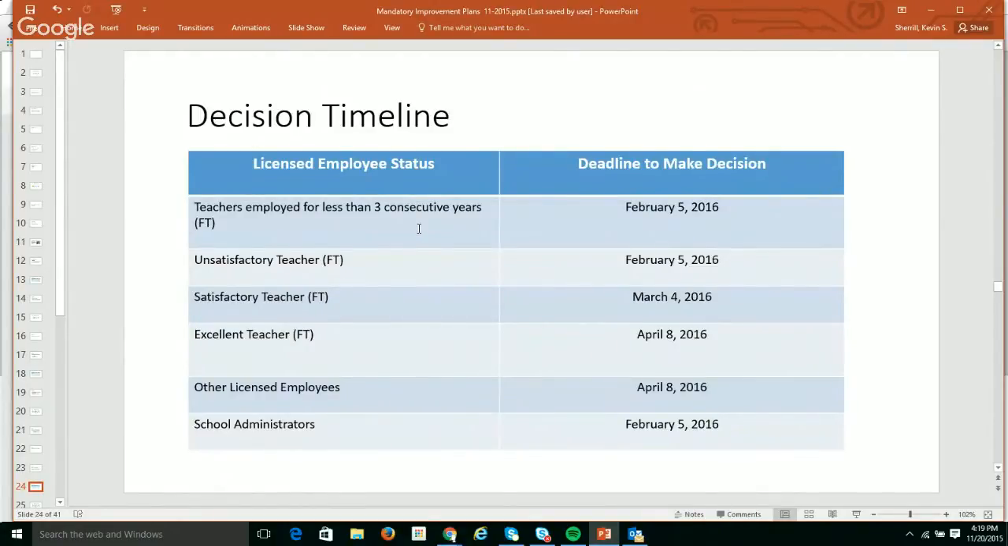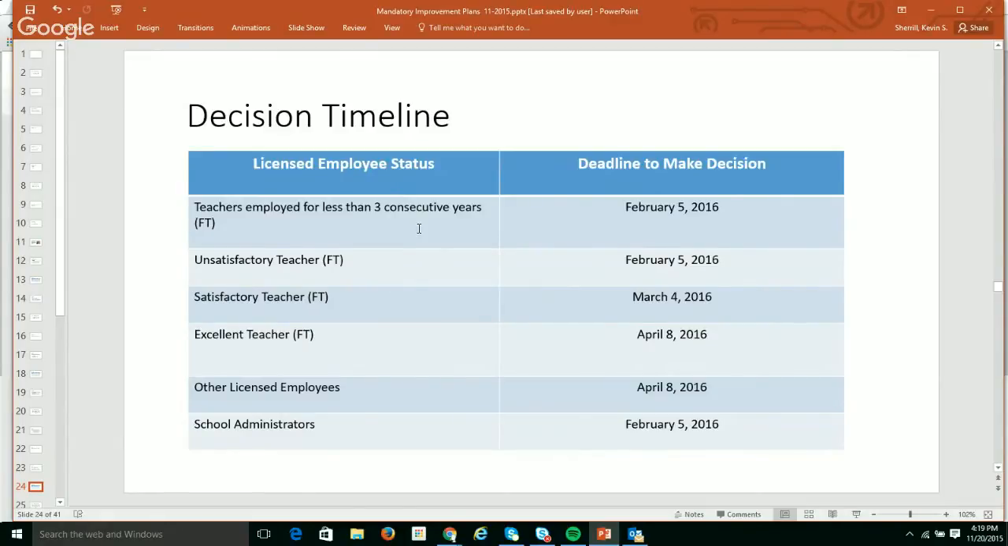So we created a staggered timeline to allow you to work with these teachers in groups to hopefully give you a little bit of relief instead of saying all of them have to be done by the end of January or February. We grouped them by priority. So those teachers employed for less than 3 consecutive years and teachers who you already feel are unsatisfactory, and school administrators, those fall kind of in that priority category. And the deadline to make a decision on those would be February 5th, 2016.